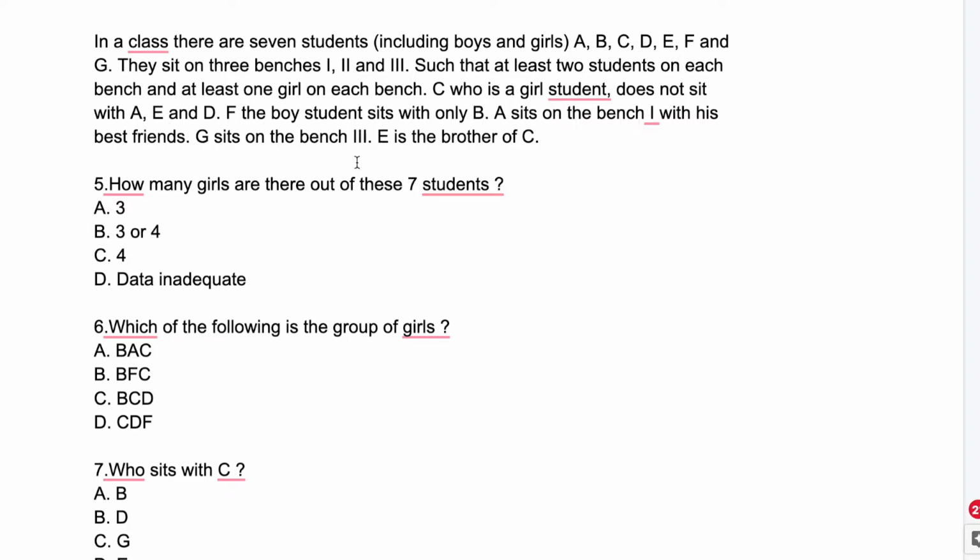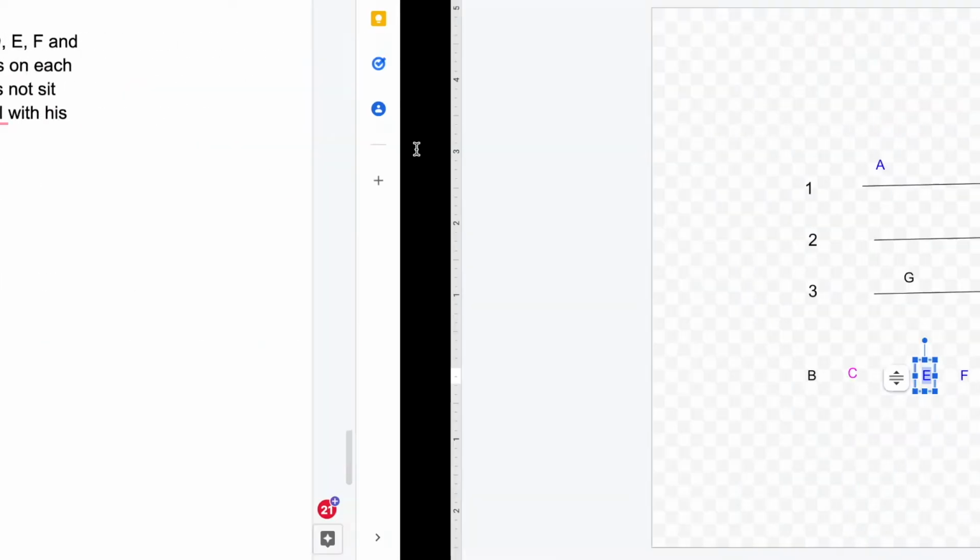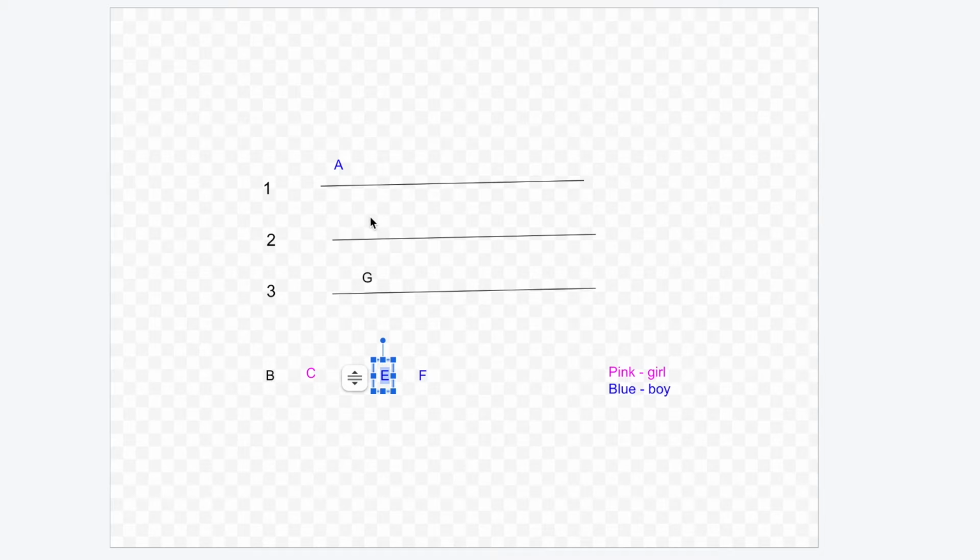Okay. So F only sits with B. And there's only one spot that F can sit in without sitting with other people, and that's bench 2. So I'm going to go move F to bench 2. And since F only sits with B, let's move B to bench 2 as well. There. And now we have C, D, and E.